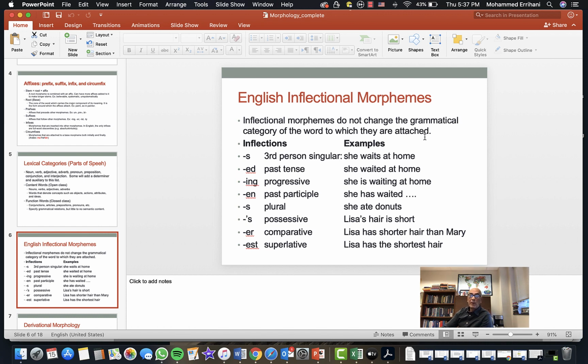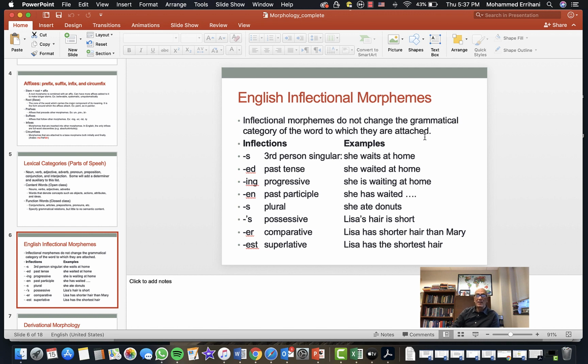S plural, she ate donuts. So donuts consists of two morphemes. One is free, donut, and the S, meaning plural, is added to that word. So that's an inflectional morpheme.